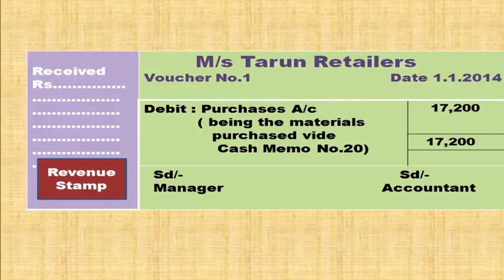So, first transaction, purchase of goods. You will write the name of the organization, voucher number, date, and debit purchases account, purchase goods for cash. So, purchases account debit to cash: one aspect is cash and another aspect is purchases. So, you will write only the item to be debited in the debit voucher.